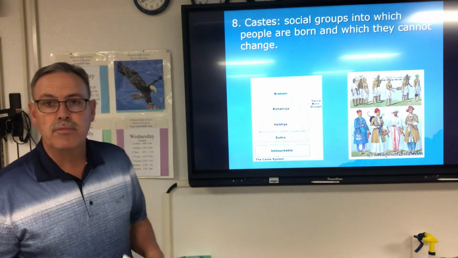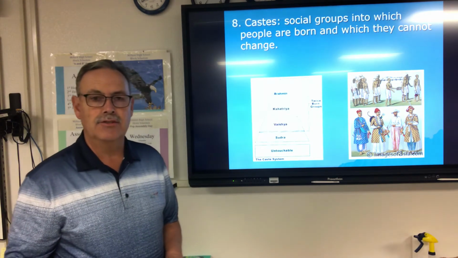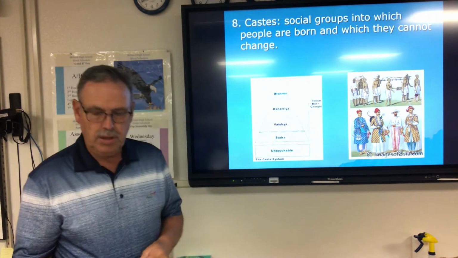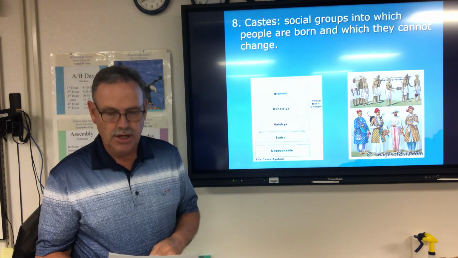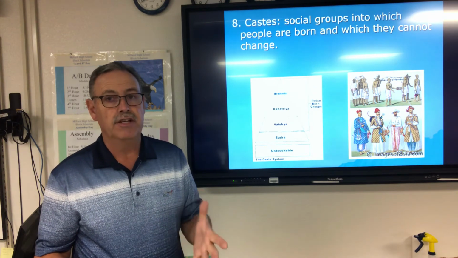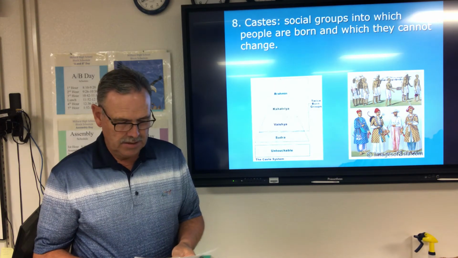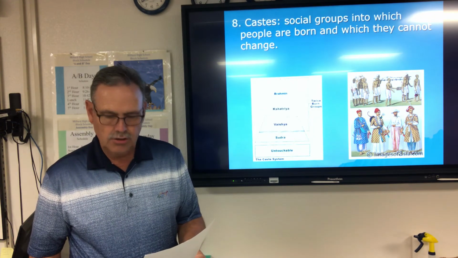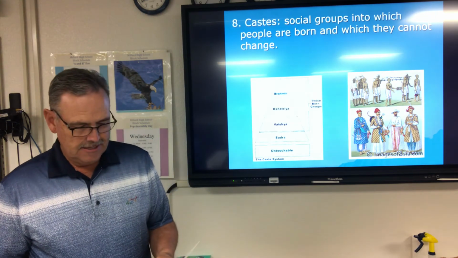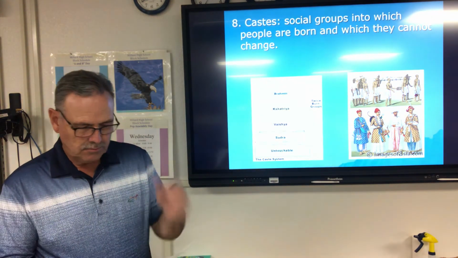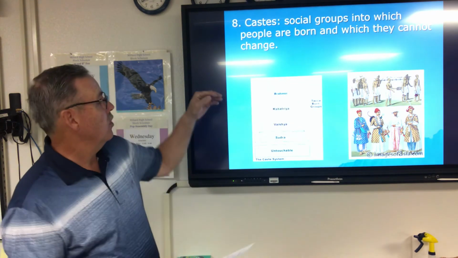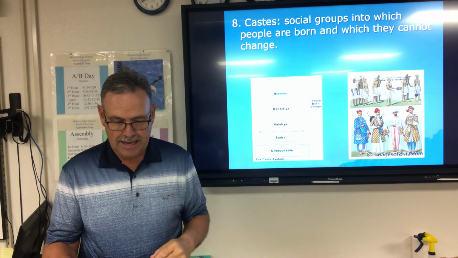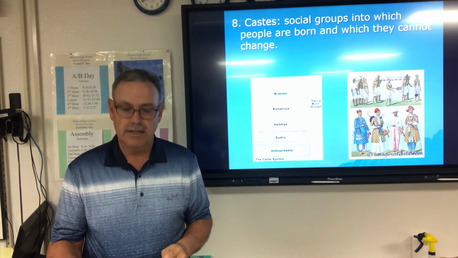So the caste system, you might remember, if you had my geography class last year, we talked about this. The castes are the social groups into which people are born and which they cannot change, or at least it's very difficult to change. Caste is a Portuguese word used to describe society. The Indians use the word jati. And those four in the previous section were the names of the different castes. Also the word varna is used.